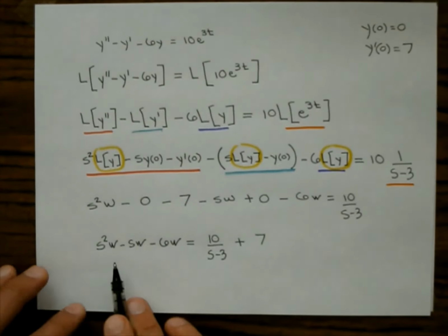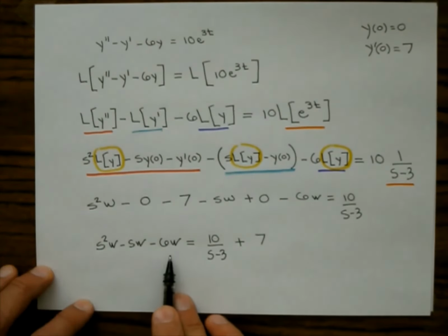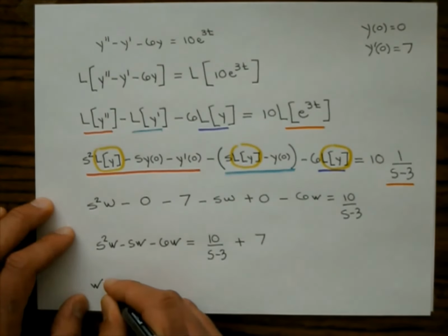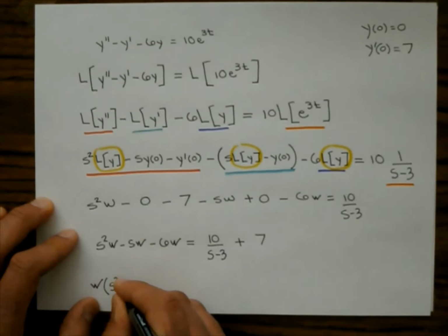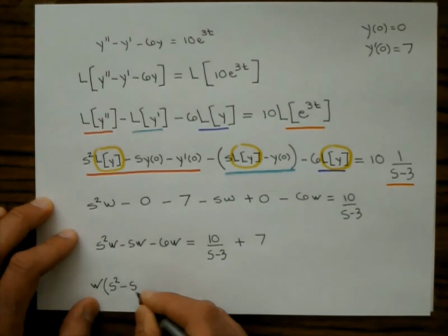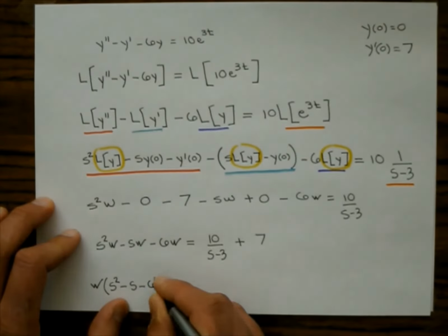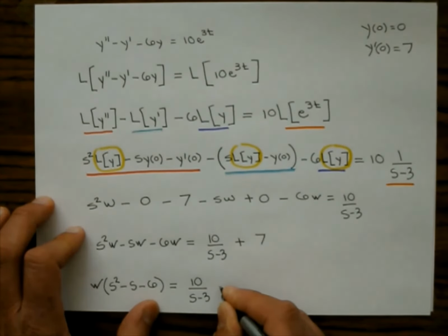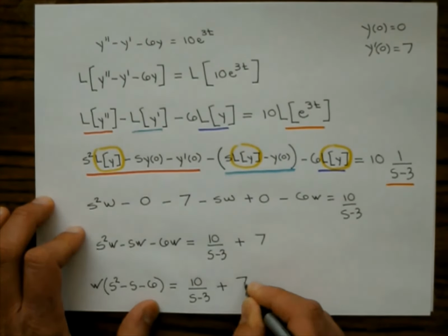I'm now going to factor a w out of these three terms, since that's what I'm trying to solve for. So I have w times s squared minus s minus 6. This equals 10 over s minus 3 plus 7.